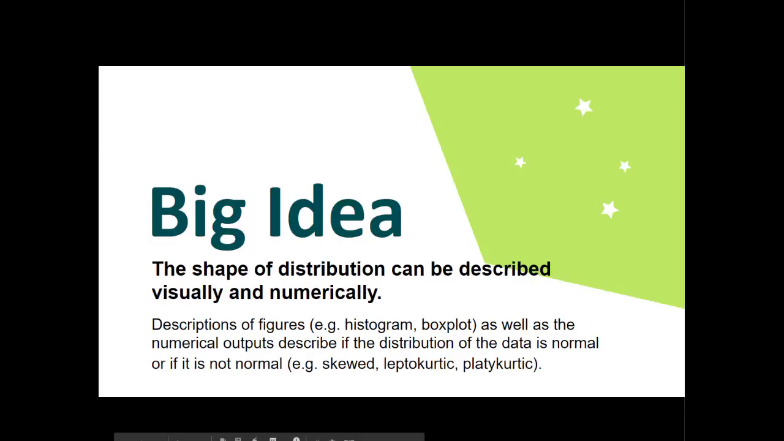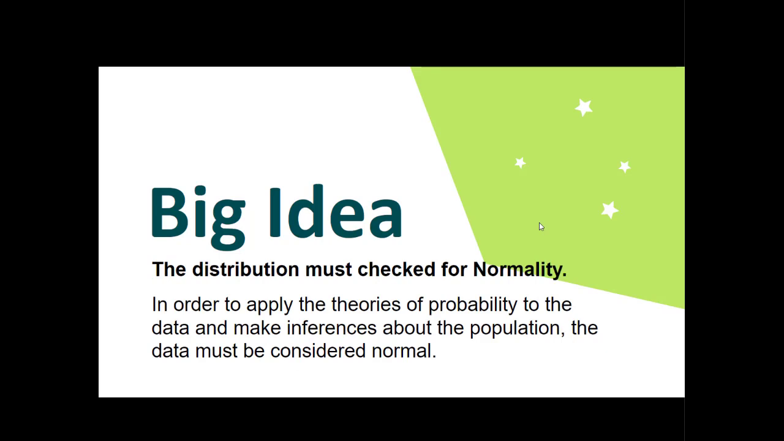So what's the big idea? Today's big idea is that the shape of the distribution can be described visually and numerically. Descriptions of figures, like the histogram that we did before, and now what we know about box plots, as well as numerical outputs, describe if the distribution of the data is normal or if it's not normal. In order for us to apply the theories of probability to data that we've collected and make inferences about the population, the data must be considered normal. So that's why we check over and over and over again, because we need very strong, reasonable belief that the data is normal and we can apply these theories.